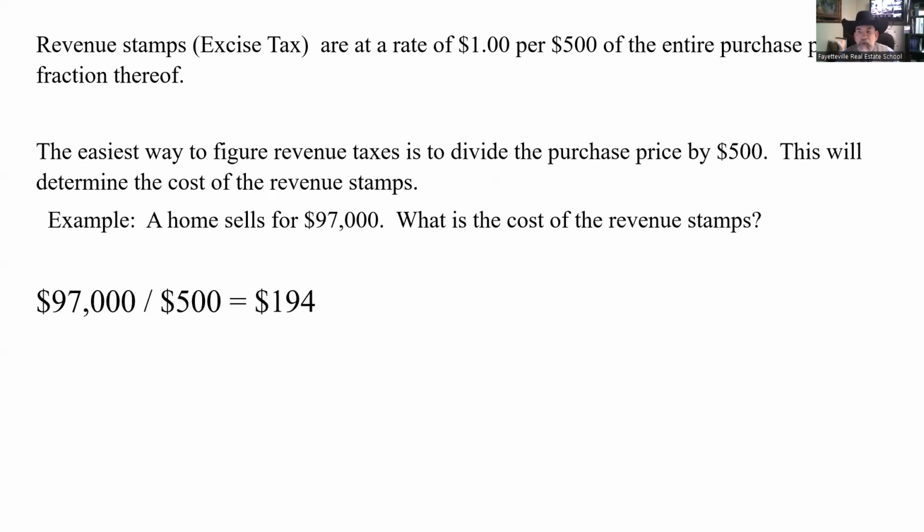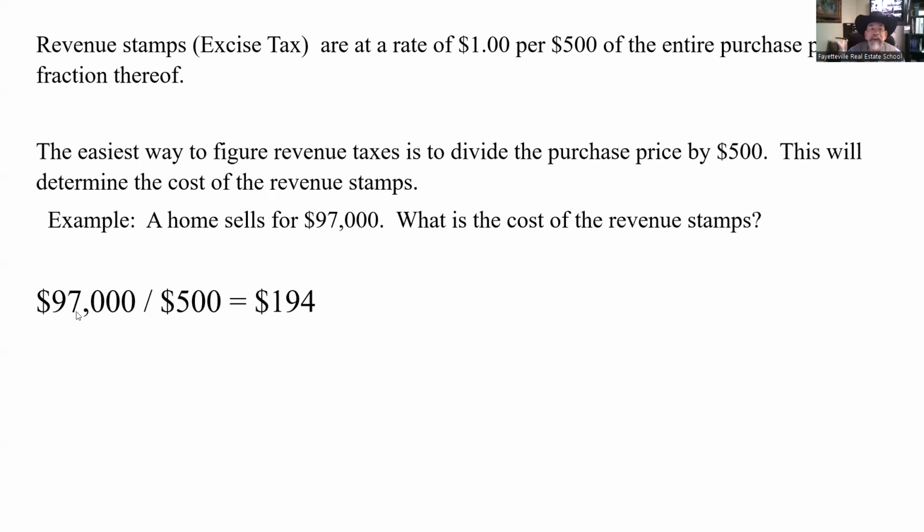You have to remember that you first have to round up to the nearest 500. In this sample on the screen, 97,000 is the price the home sold for, not the assessed value. You pay the tax on what the home sold for. It sold for 97,000, so we do not have to round it up. If it sold for $97,001, we would have to round that up to 97,500.